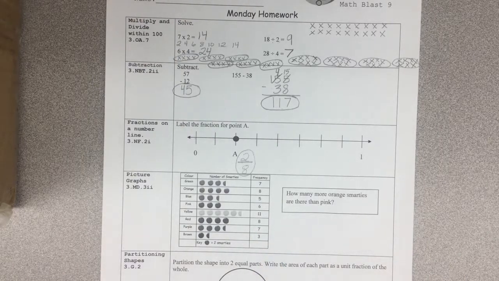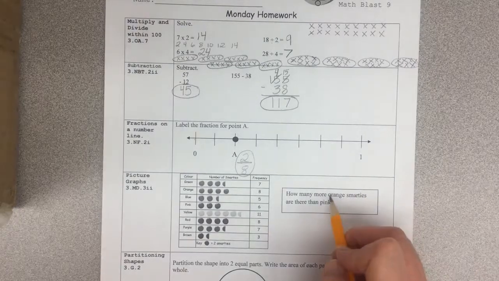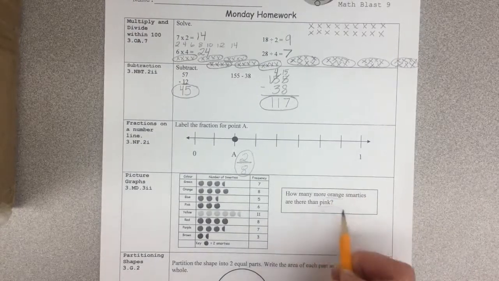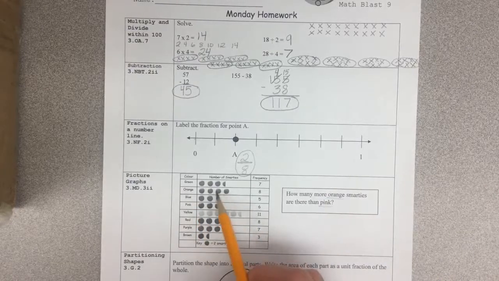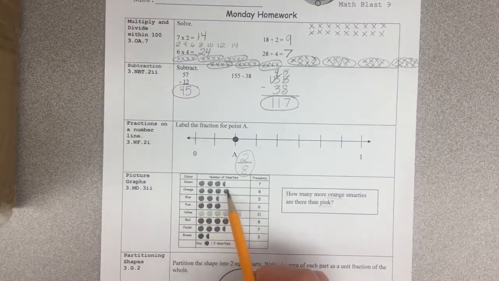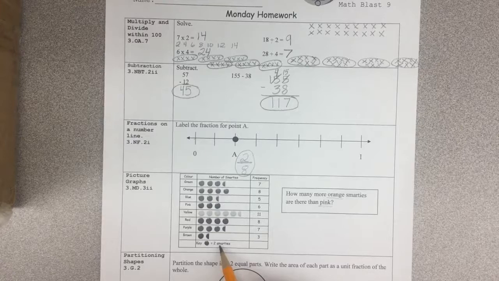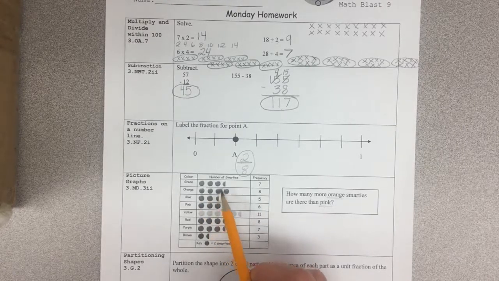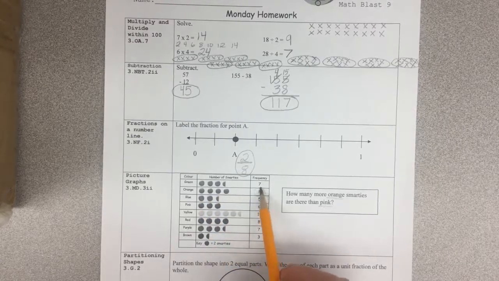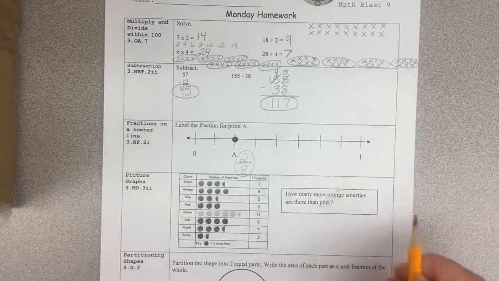Picture graphs. Here it says, how many more orange Smarties are there than pink? When I look at a picture graph, it's important to keep in mind what the key says. In this case, it says each circle is 2 Smarties. So I'm interested in the orange Smarties and the pink Smarties. In the orange row, I have 4 circles, each one, again, representing 2 Smarties. So 2, 4, 6, 8 orange Smarties.